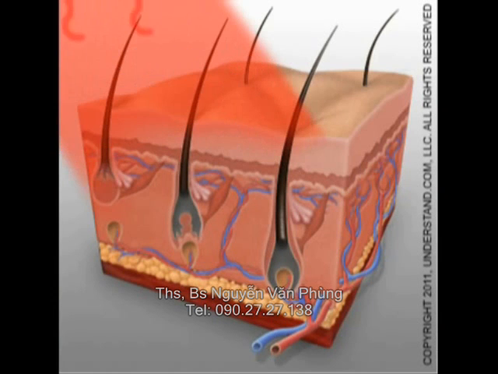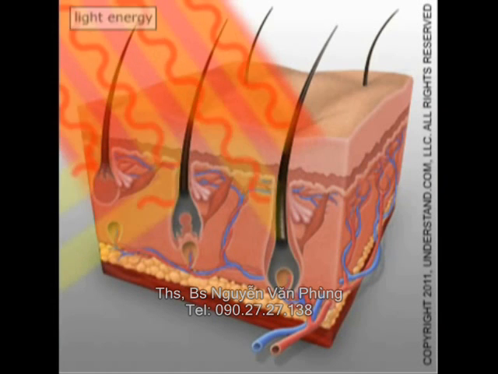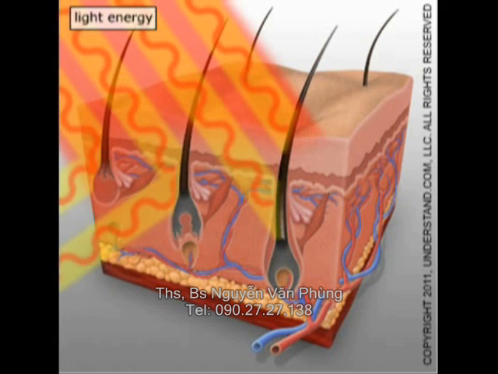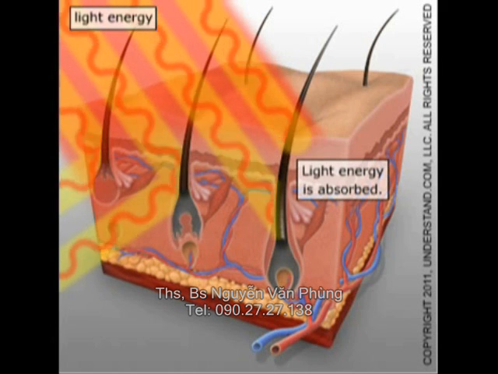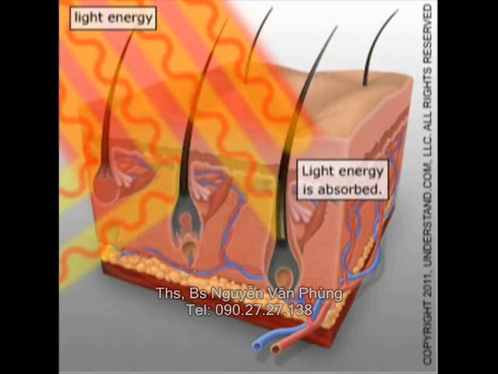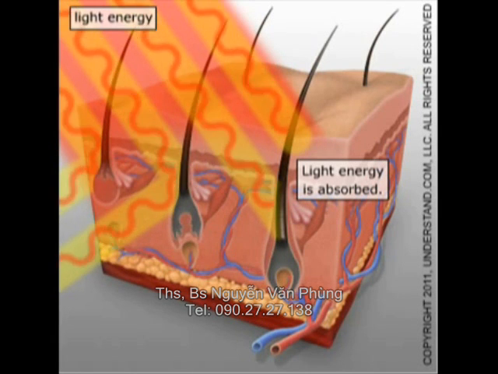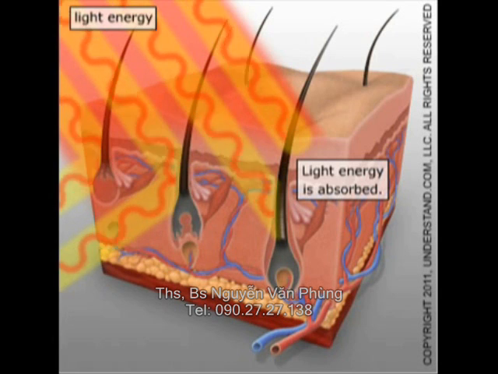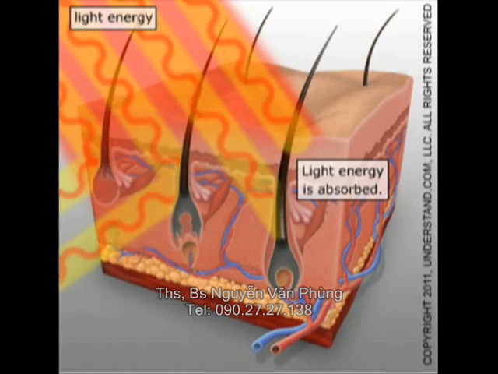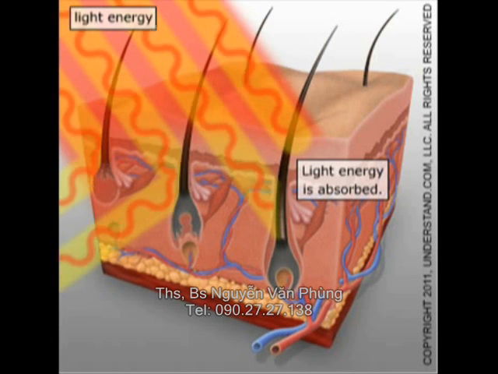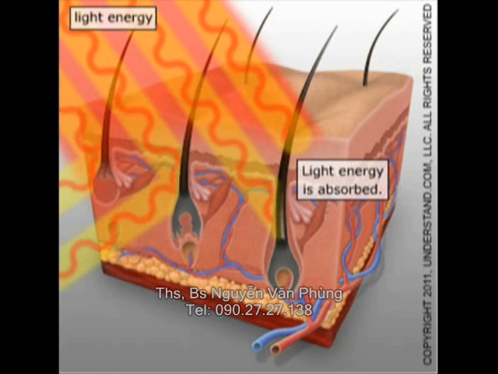During laser hair removal, a laser emits light energy that travels through the skin and is absorbed by the pigment in the hair follicle and hair shaft. Pigments are the substances that give skin and hair its color. The laser works by selective photothermolysis, which means that the light energy is selectively absorbed by pigmented areas.